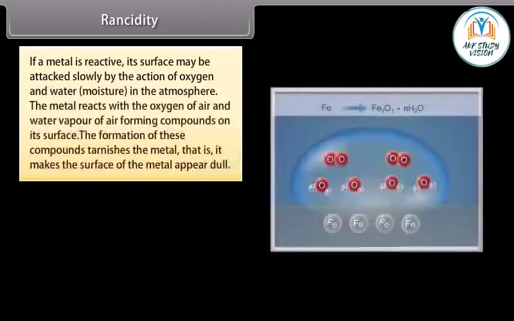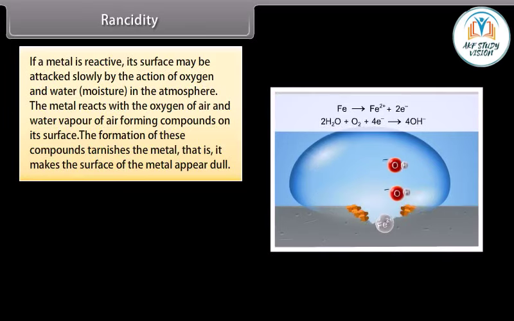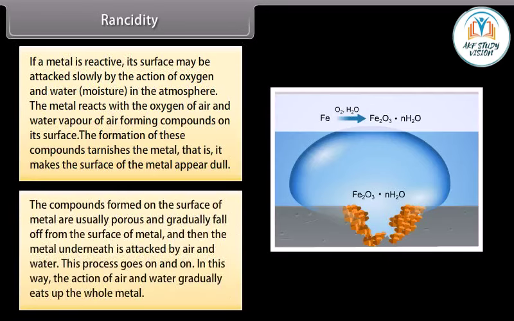Rancidity. If a metal is reactive, its surface may be attacked slowly by the action of oxygen and water in the atmosphere. The metal reacts with the oxygen of air and water vapor of air, forming compounds on its surface. The formation of these compounds tarnishes the metal. That is, it makes the surface of the metal appear dull. The compounds formed on the surface of metal are usually porous and gradually fall off from the surface of metal, and then the metal underneath is attacked by air and water. The process goes on and on.